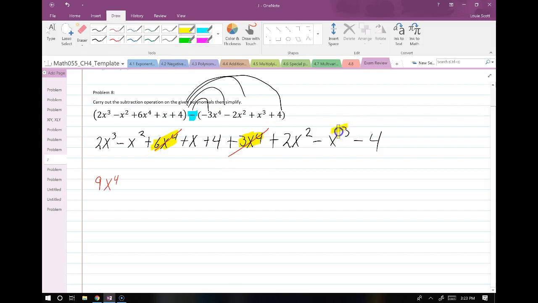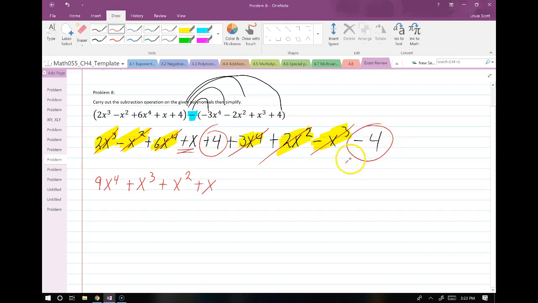Now I have some 3rd degree terms. I have 2x cubed minus x cubed. That gives me plus x cubed. Then I have 2x squared and minus x squared. That gives me just a plain old x squared. And then finally, I have a plain old x, and my 4s cancel each other out. And so that's it.